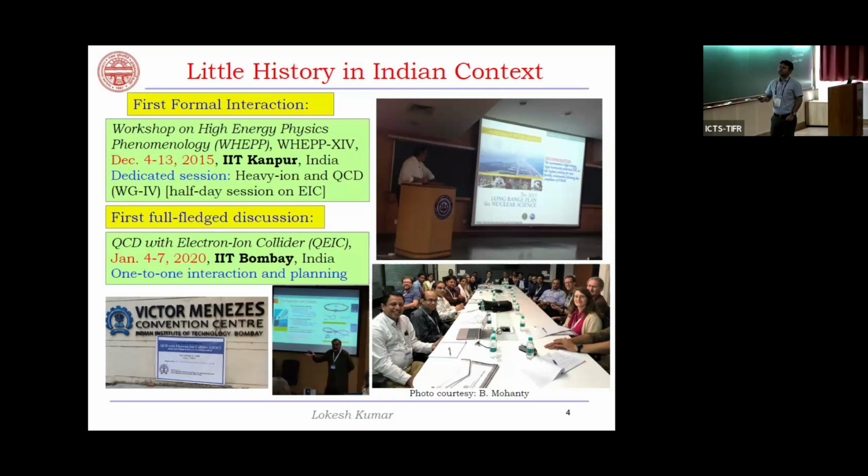Then, after some gap, there was a first full-fledged discussion, which happened in this QCD with Electron-Ion Collider meeting in January at IIT Bombay. And you can see we had one-to-one interactions in that meeting between the Indian groups and the EIC members from abroad.